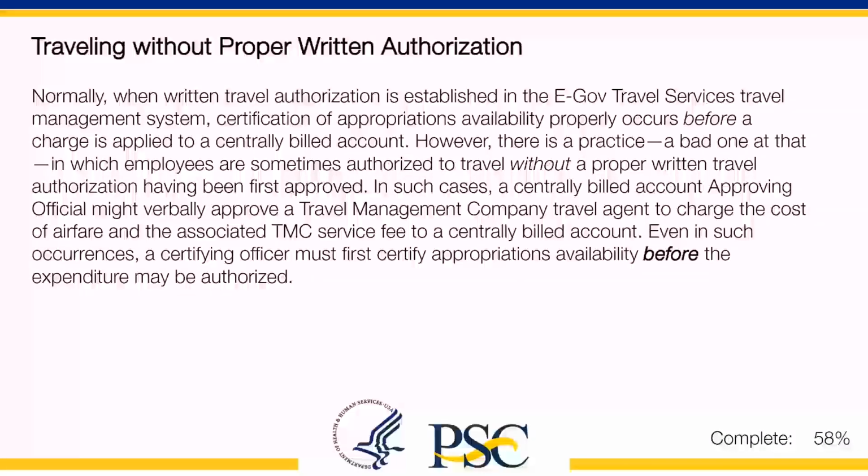However, there is a practice, a bad one at that, in which employees are sometimes authorized to travel without a proper written travel authorization having been first approved. In such cases, a centrally billed account approving official might verbally approve a travel management company travel agent to charge the cost of airfare, and the associated TMC service fee, to a centrally billed account. Even in such occurrences, a certifying officer must first certify appropriations availability before the expenditure may be authorized.